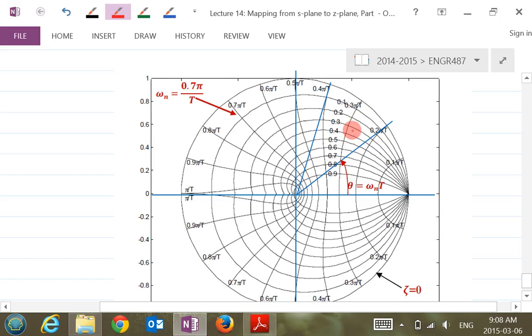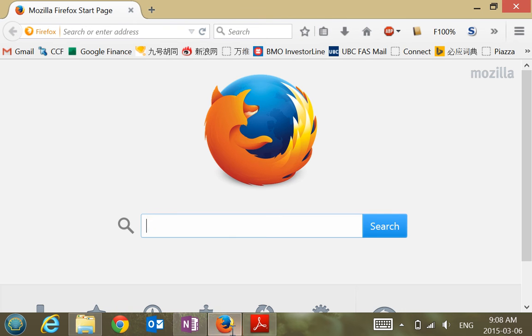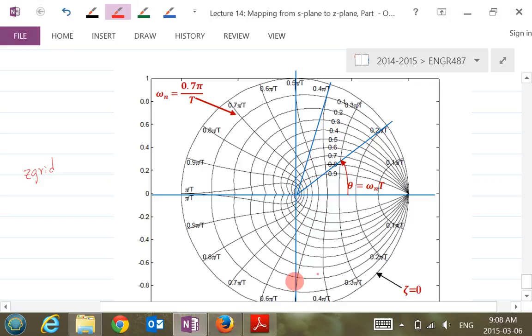Now, this is generated using zgrid in MATLAB. You don't need to give any command, just type in zgrid, and it'll generate this graph. If you look at the labeling of the graph, this is 0.1 pi over T. What's 0.1 pi? That's a theta. See, theta goes from 0 to pi, right?